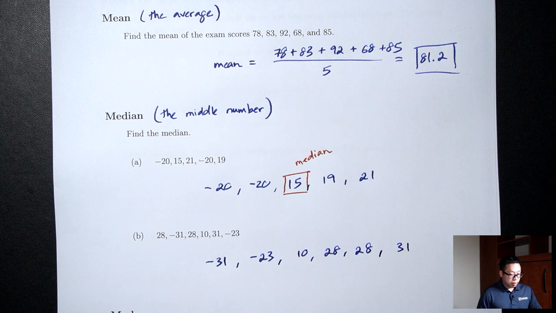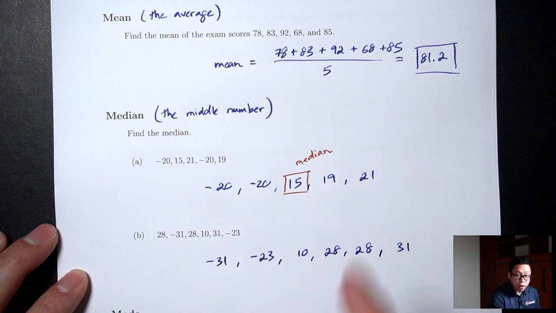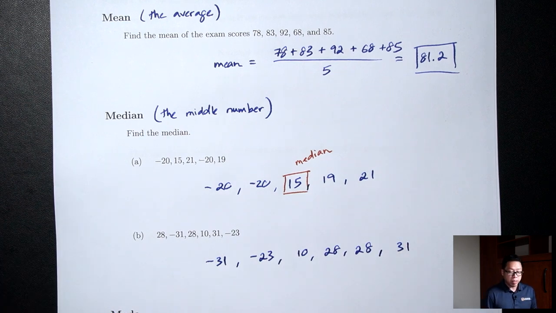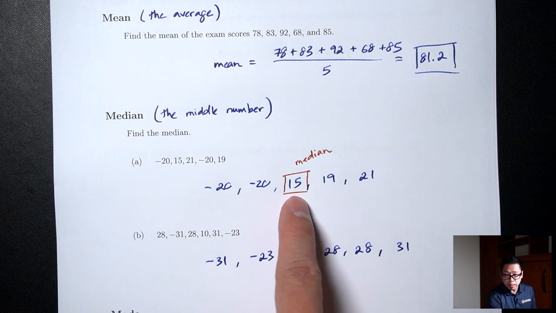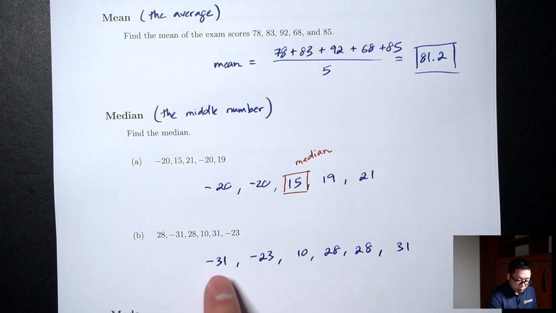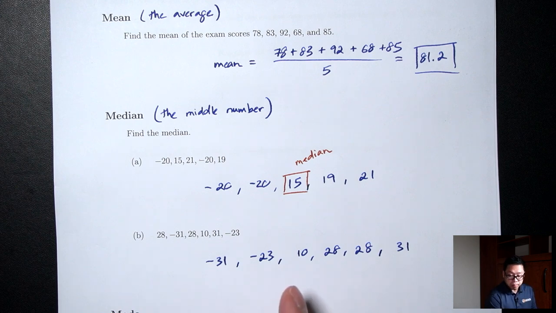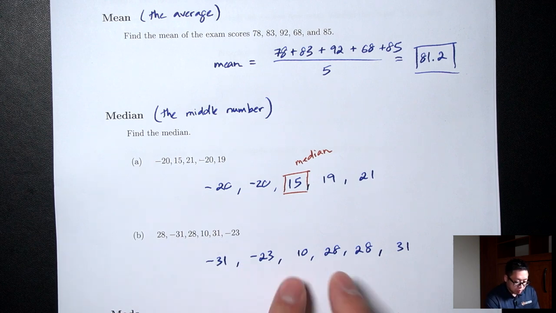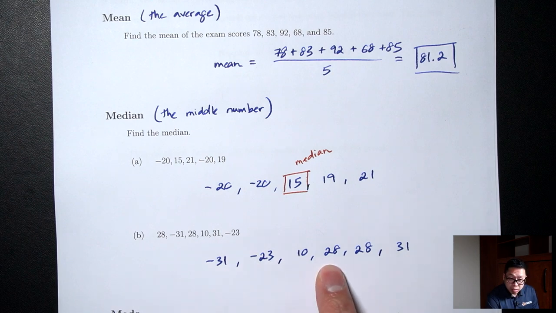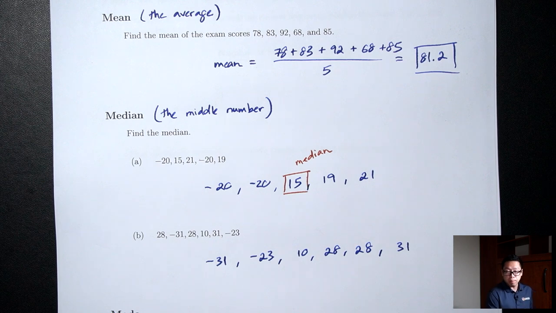Now, what's the difference between A and B? In A, notice that we had 1, 2, 3, 4, 5 data values, an odd number of data values. When you have an odd number of data values, there is going to be a number right smack in the middle, and that's your median. In part B, notice that we have 1, 2, 3, 4, 5, 6 data values. When you have an even number of data values, there's not going to be a single number in the middle. Notice that it's not going to be 10, right, because there's two numbers below and three above. It's not going to be 28 because we have three numbers below and two above. So there's not a number right smack in the middle.